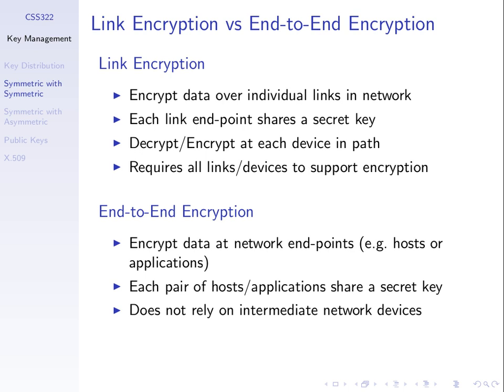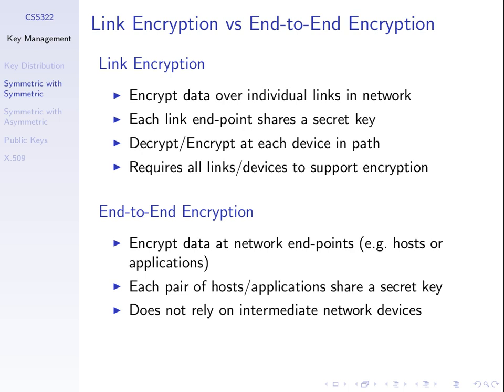And if we want encryption across a path, we need all links or all devices in the path to support encryption. That is, in my example, my computer needs to support encryption and the 2 switches need to support encryption in that case. The other approach is end-to-end encryption.